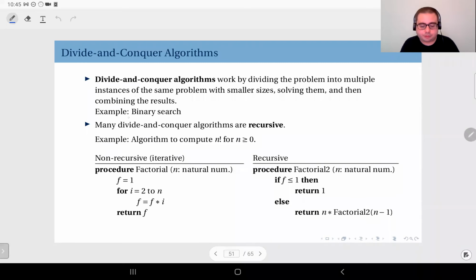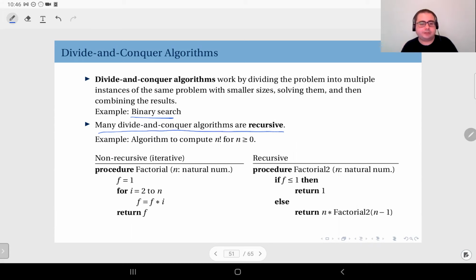So binary search is a typical example because, well, you make the range of your search narrower and narrower at each iteration until it becomes just a single element, in which case searching becomes trivial. Okay, and many divide and conquer algorithms are recursive.